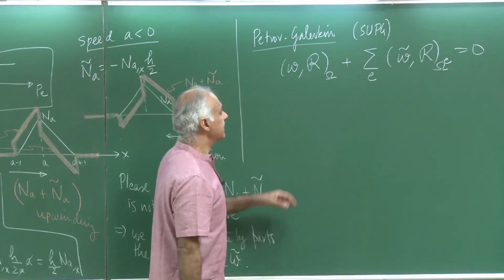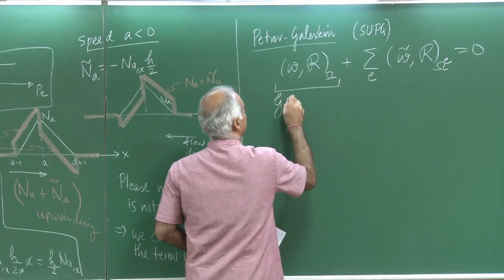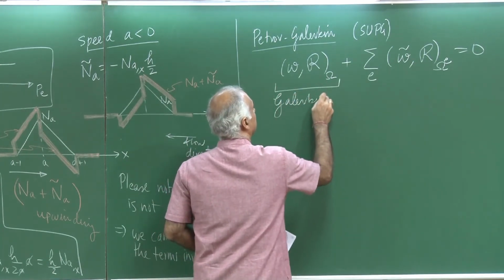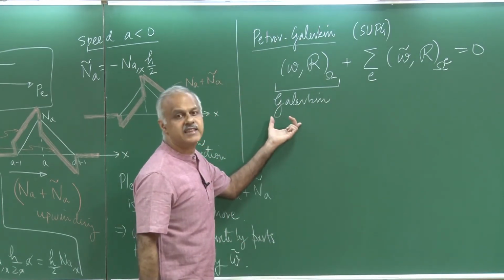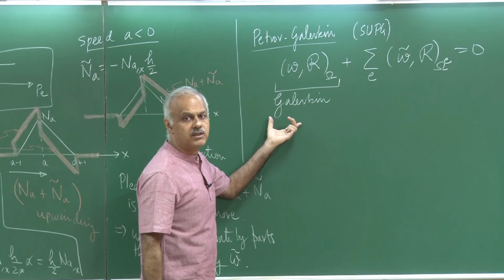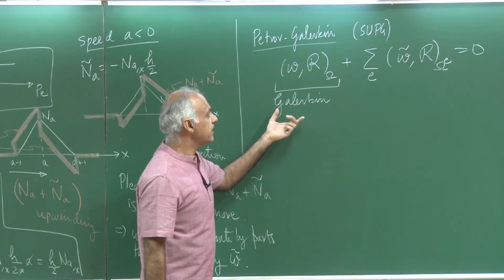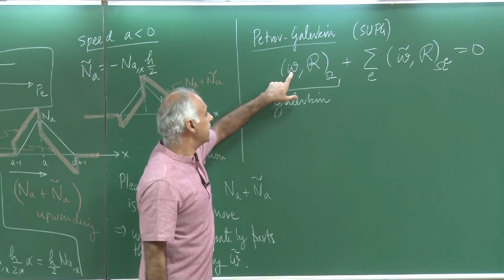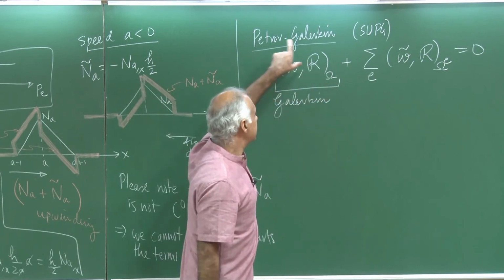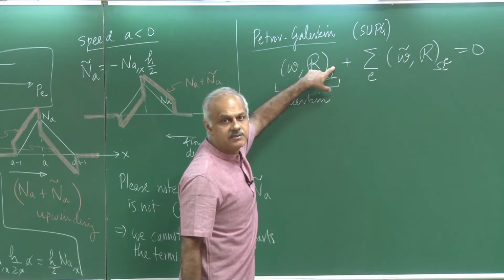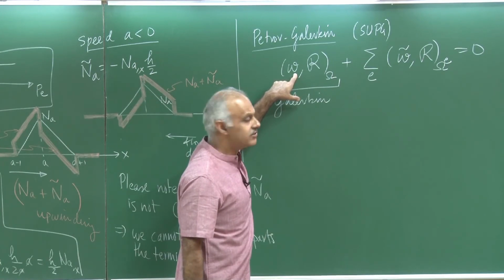So, I hope the notation is clear to you. This is the Galerkin part, which we had done earlier and which in fact is unstable, gives rise to node oscillations. To stabilize that, we are using the Petrov-Galerkin method. So, we have augmented the W with the W tilde. This we are allowed to integrate by parts because these are at least C0 functions. That is the choice we have made.